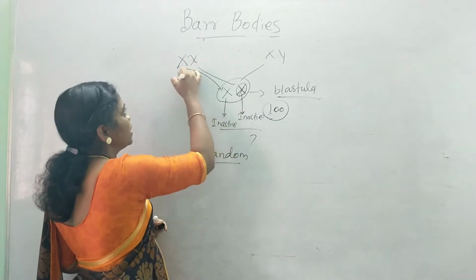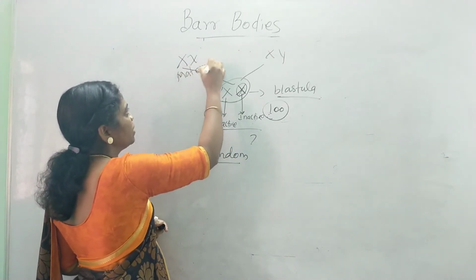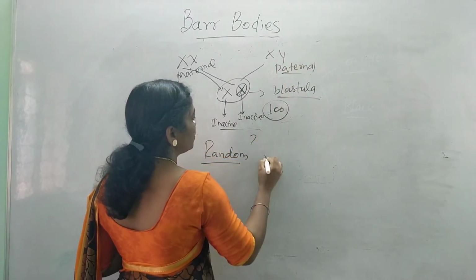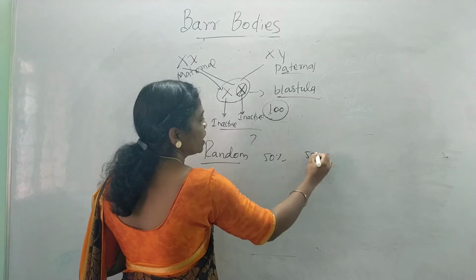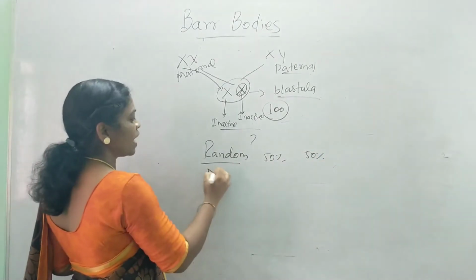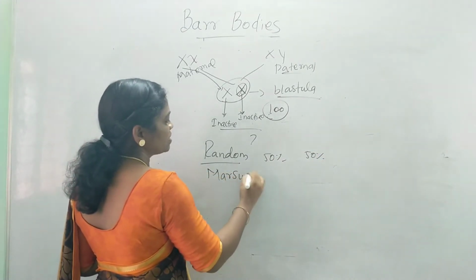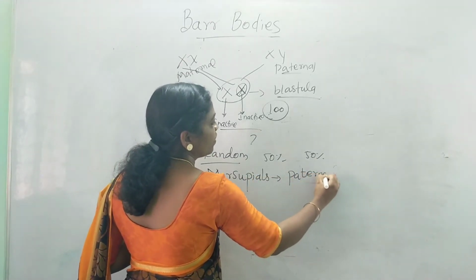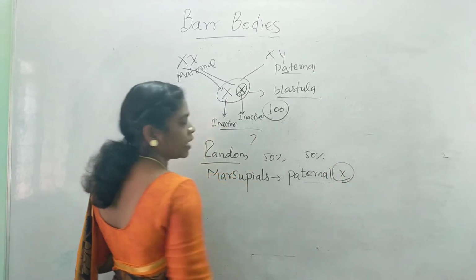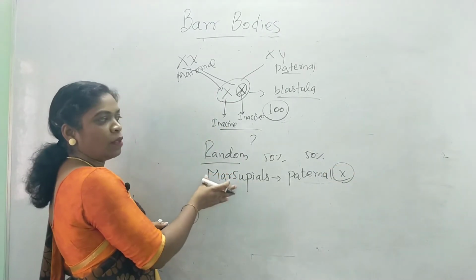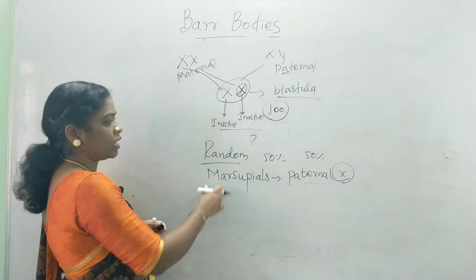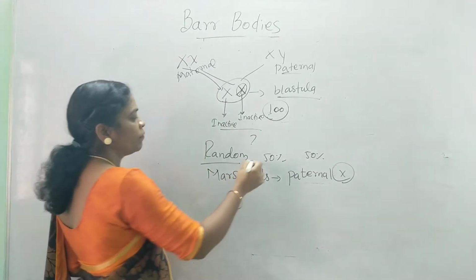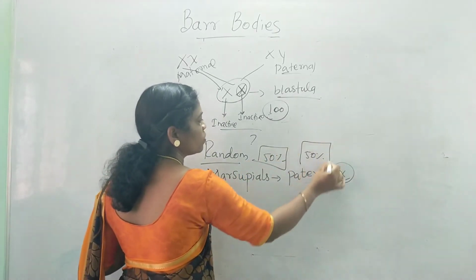Either the maternal X chromosome remains inactive or the paternal chromosome remains inactive. So it is 50-50% chance between paternal and maternal chromosome. But it doesn't happen in the case of marsupials, especially kangaroos. The paternal X chromosome remains inactivated in marsupial organisms. So it was identified that only the paternal X chromosome remains inactive in marsupials, but in eutherian mammals, it is a 50-50% chance. It is a random choice only.